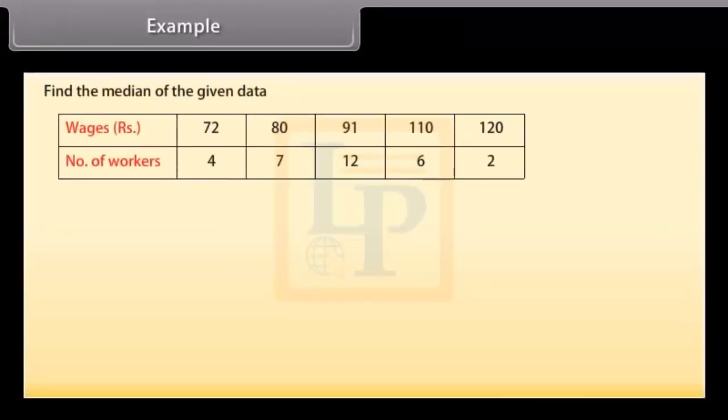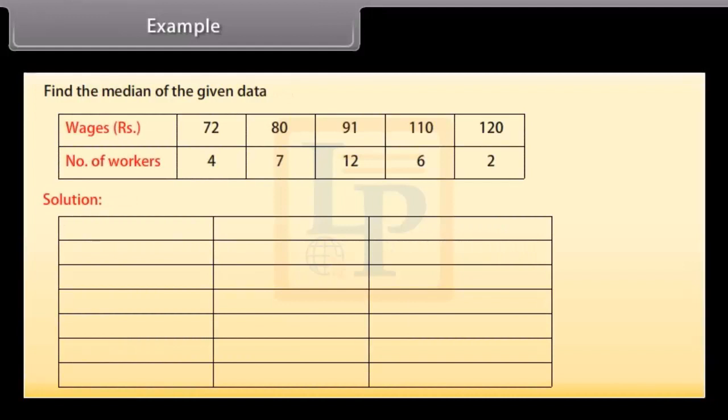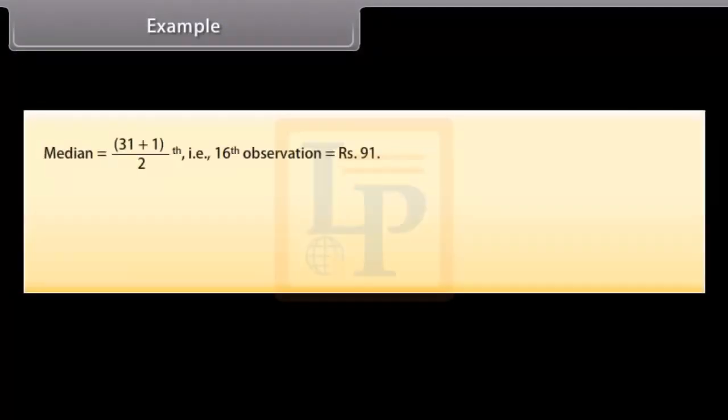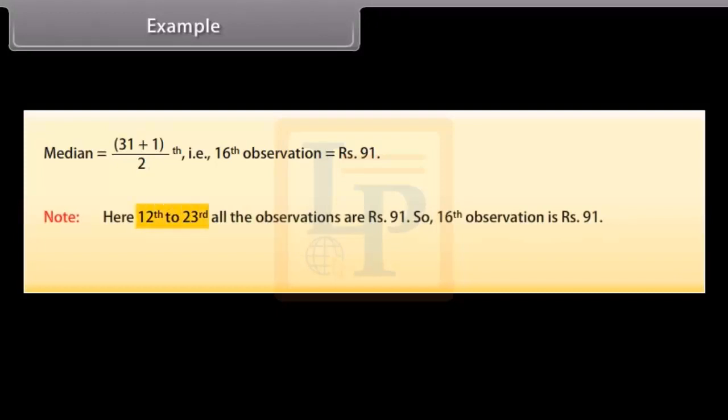Find the median of the given data. Solution. In the first column, we have written the given wages. We have written the given frequency. The sum of the frequencies is 31. In the third column, we have found the cumulative frequency for each wage by adding the previous frequency to the current frequency. After that, we have found the median, which is (31 plus 1) by 2th, that is 16th observation, which equals rupees 91. Here 12th to 23rd, all the observations are rupees 91. So, 16th observation is rupees 91.